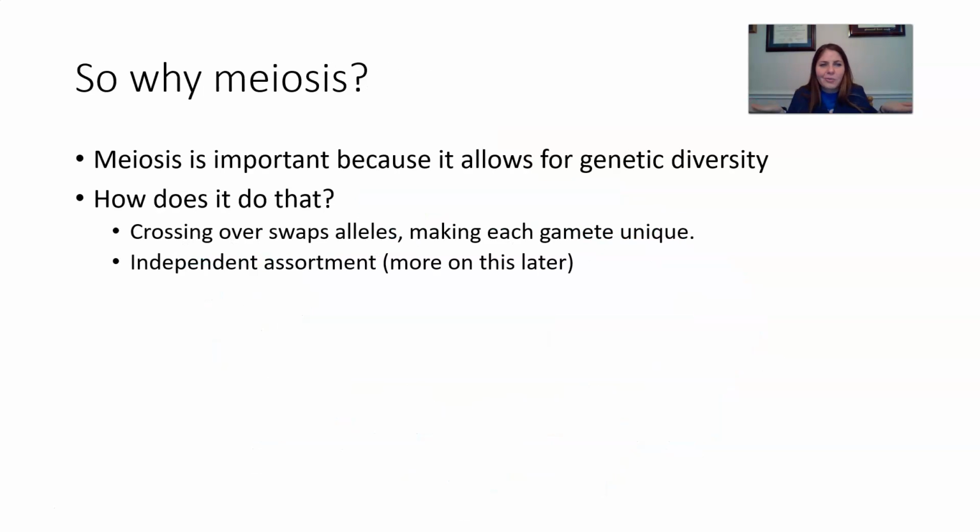So again, why do we want to undergo the process of meiosis instead of just make copies of ourselves? It's important because it does allow for genetic diversity. And it does that by employing several different strategies. Crossing over swaps alleles, and those make the gamete unique. We also have independent assortment that occurs.